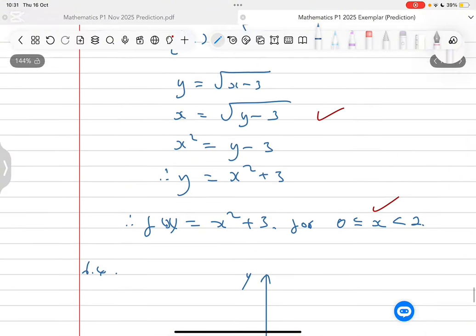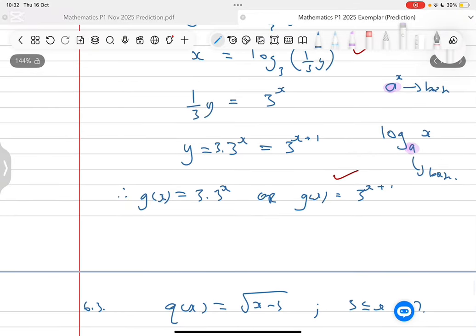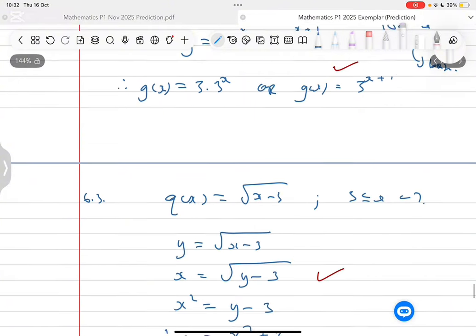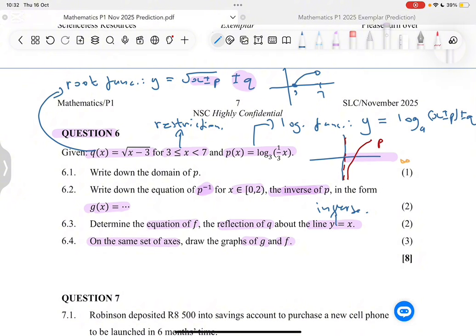Now the first graph that we're going to look at is that of g actually, where we found the inverse here. If you look at this graph, it really is just a regular exponential function that will move like this. It's just a normal exponential function that will move like that. But there is also a restriction here that I didn't include on this question here, and it's very important because we're going to get marks.